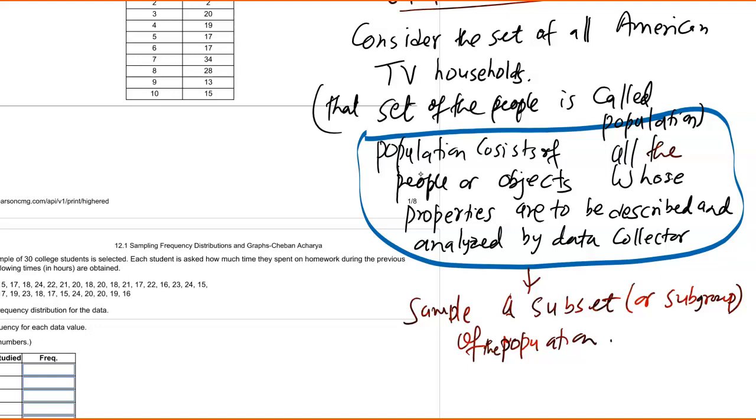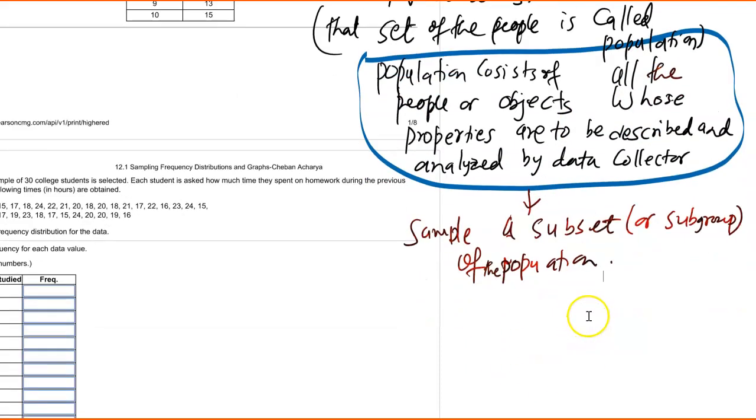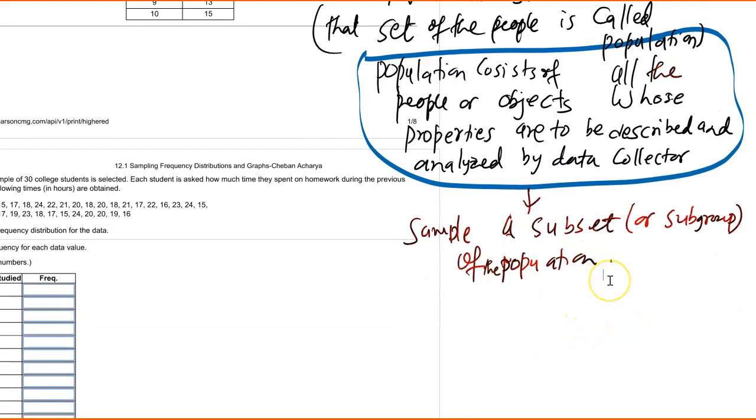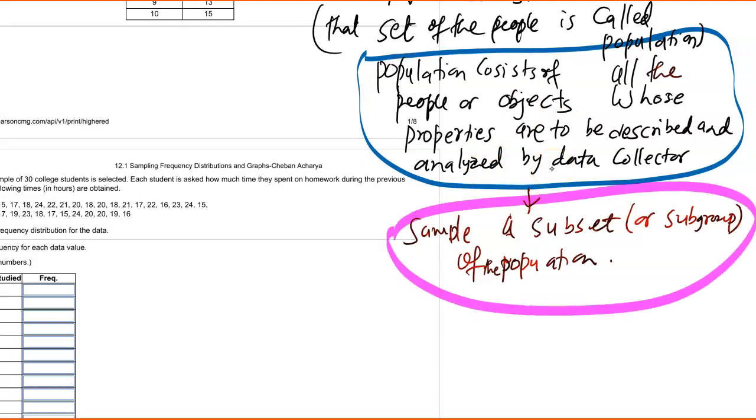In this case it would be appropriate to have a sample of a few TV households to draw the conclusion about the population of TV households. If you want to draw the conclusion about the population of TV households, we collect the data from the sample TV households and draw the conclusion for the population. Therefore, population is the larger group whose properties have to be analyzed by the data collector.